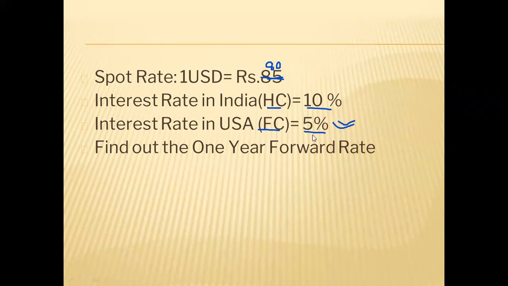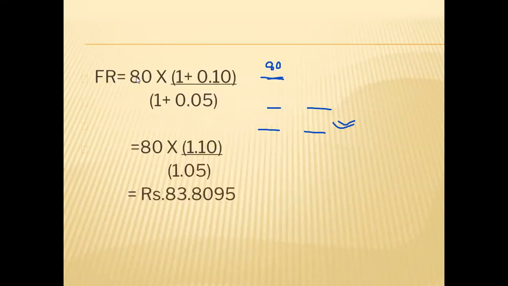So check. Today it was 80. After 1 year it became 83. So this theory says that the country whose interest rate is lower, its value will increase in the forward market. Today it was 80 for 1 US dollar. In the future, in the forward market, it became 83. Correct? Why? Because USA's interest rate was less than India's interest rate.